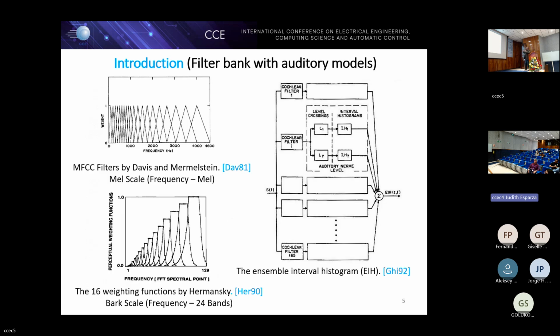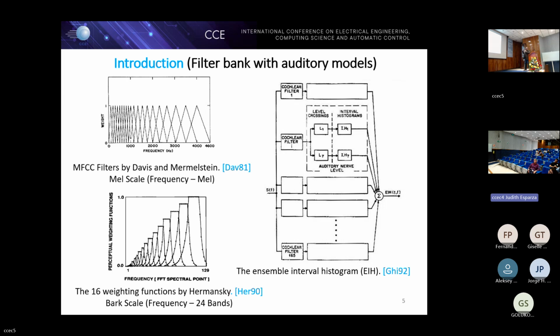The next, please. Several works implement filter banks. The classical work here was proposed by Davis and Mermelstein. This filter bank is applied to speech recognition processes.